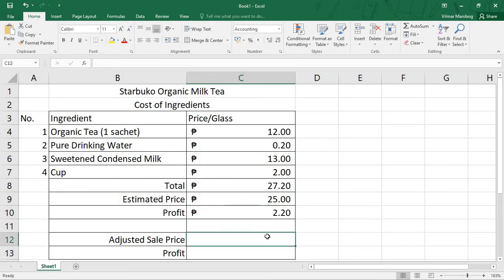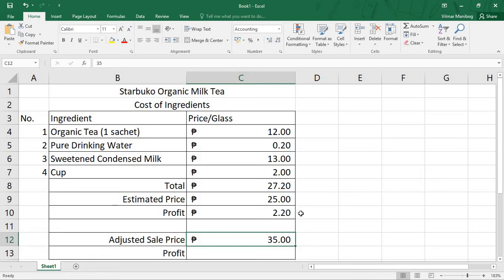Okay, you're now going to adjust the price you want. But in our textbook, it gives 35 pesos as the adjusted sale price. So, itong 35 pesos na ito, class, ito yung binago na natin yung benta ng isang basong milk tea. Na dati, di ba class, 25 pesos isang glass. Okay, kung ipagpapatuloy natin yung 25 pesos, of course, we're going to gain 2 pesos in every glass.